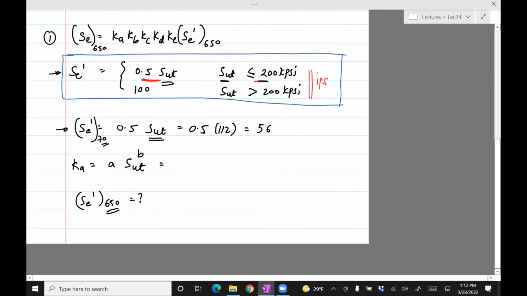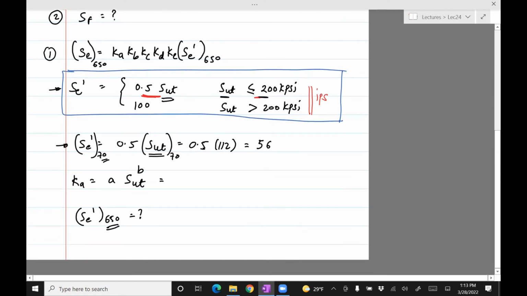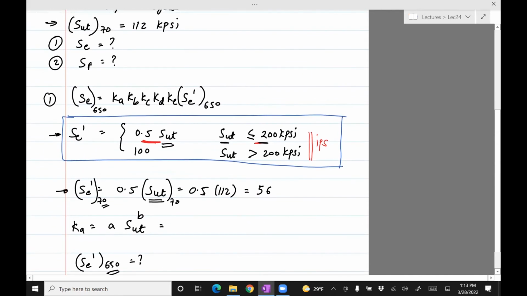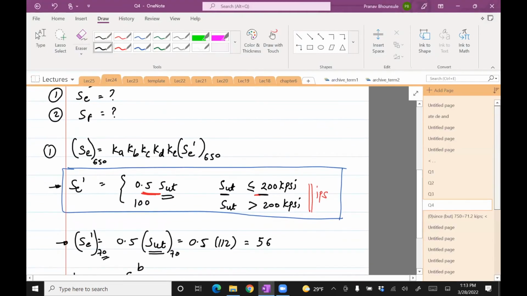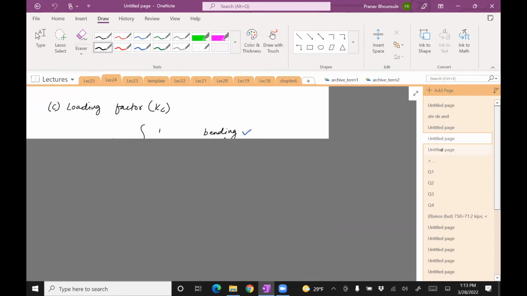So first we'll see what the temperature effects are and then backtrack and solve this. I should have done that first. This was not incorrect, just that we don't care about SE prime at 70. So let's do that calculation first. Let's try to understand the effect of temperature first, which is right here.